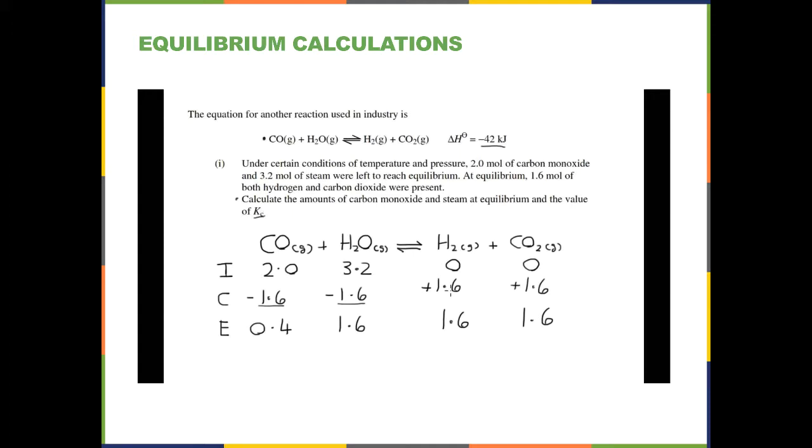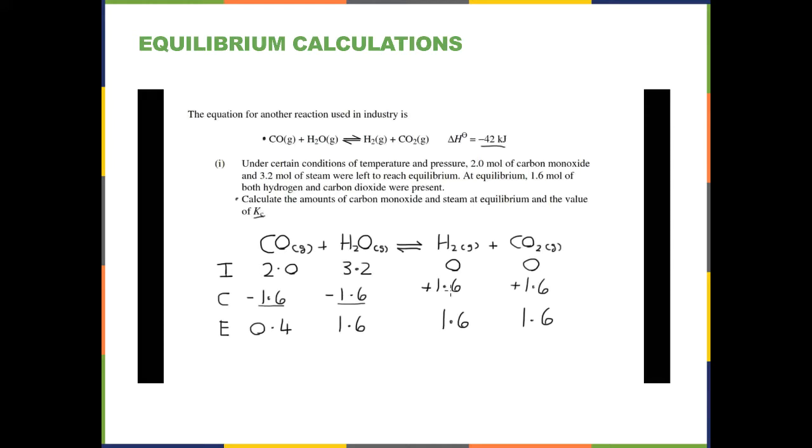Now here's another example, one of our favorite problems: carbon monoxide plus water gives hydrogen plus carbon dioxide. It says under certain conditions of temperature and pressure, 2 moles of carbon monoxide and 3.2 moles of steam are left to reach equilibrium. At equilibrium, 1.6 moles of hydrogen and 1.6 moles of carbon dioxide are present. Calculate the amounts of carbon monoxide and steam at equilibrium and the value of the equilibrium constant.